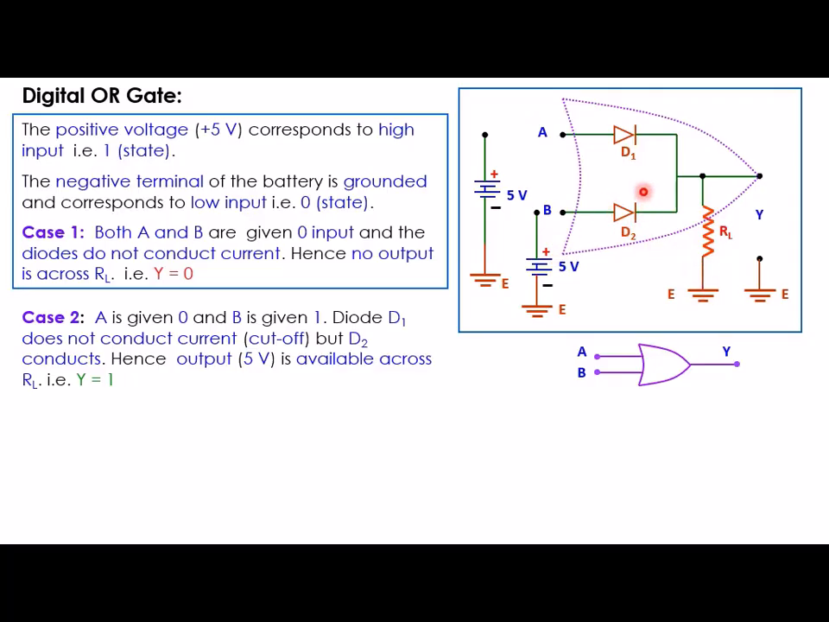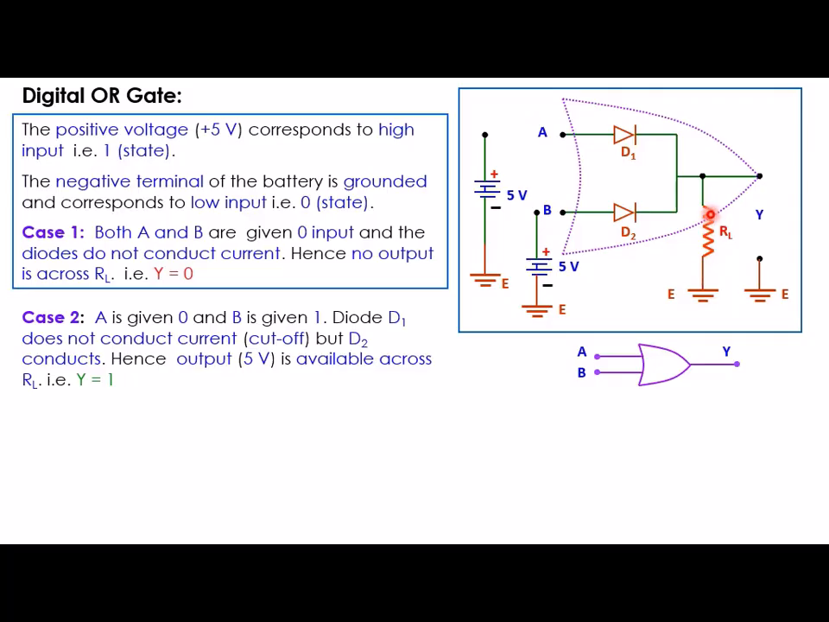Now if diode D2 is conducting, then current will flow from here to here. Current will flow starting from the positive terminal, it will go in this direction, that will pass through this load resistance RL, and finally it will go to ground.